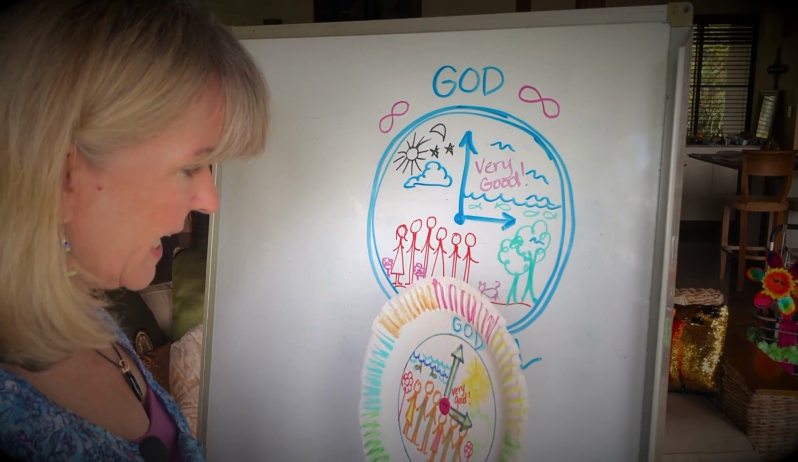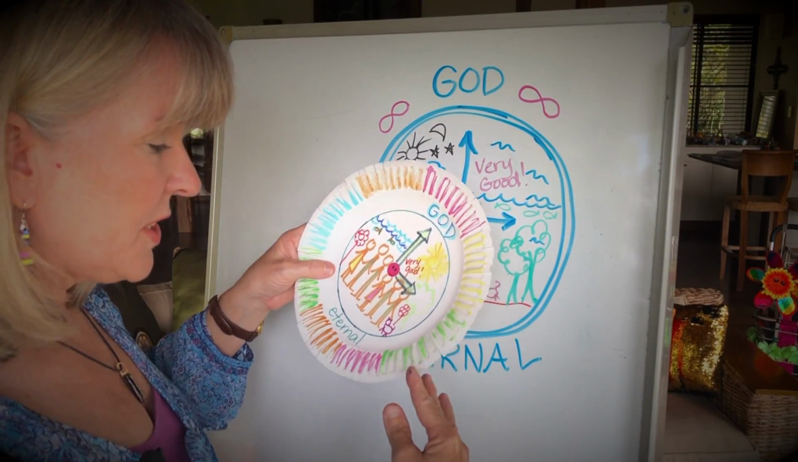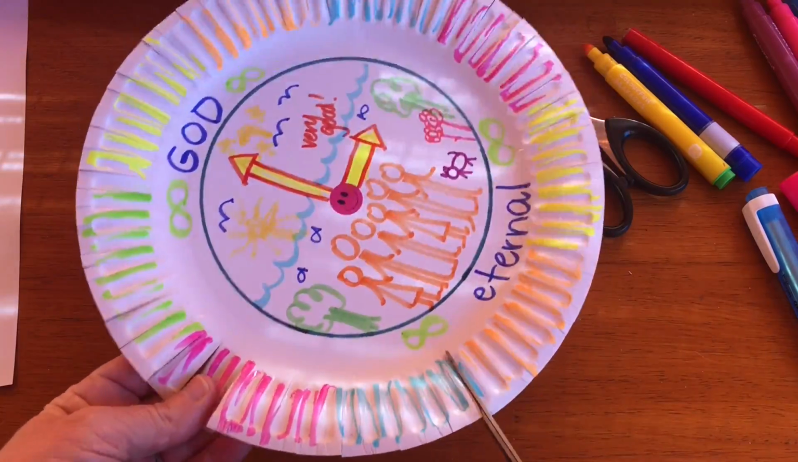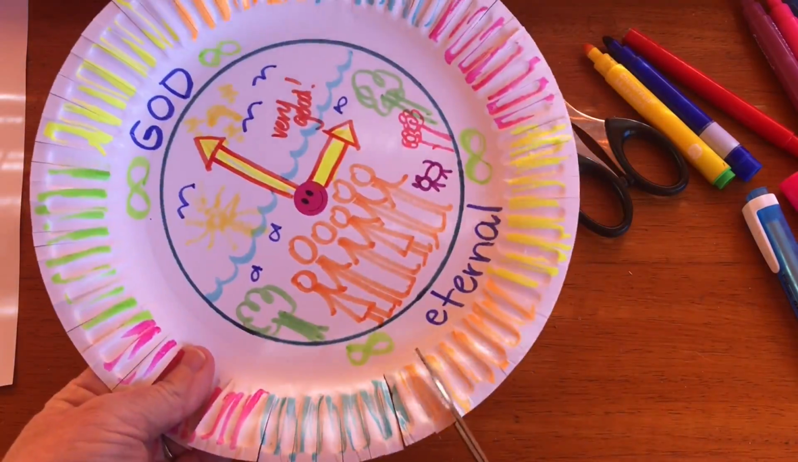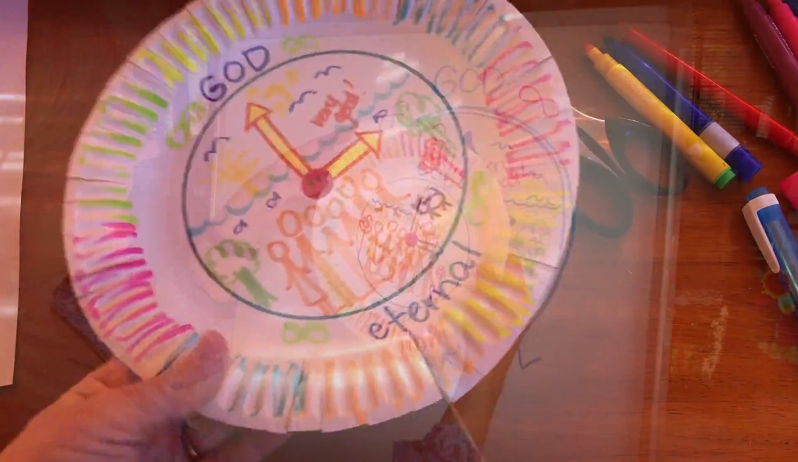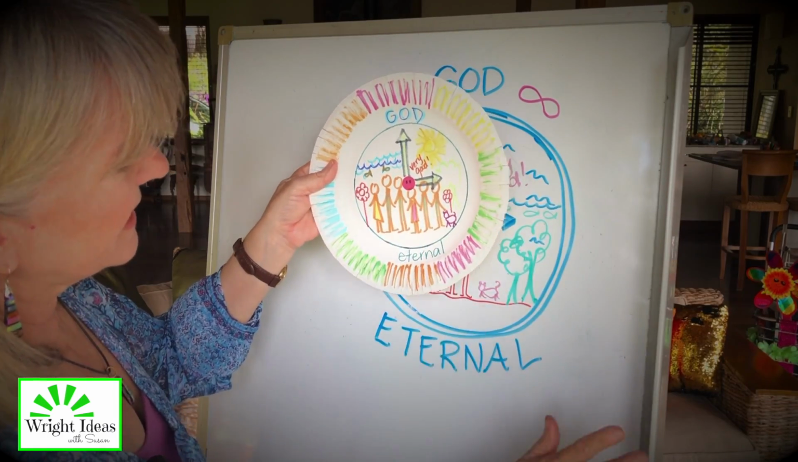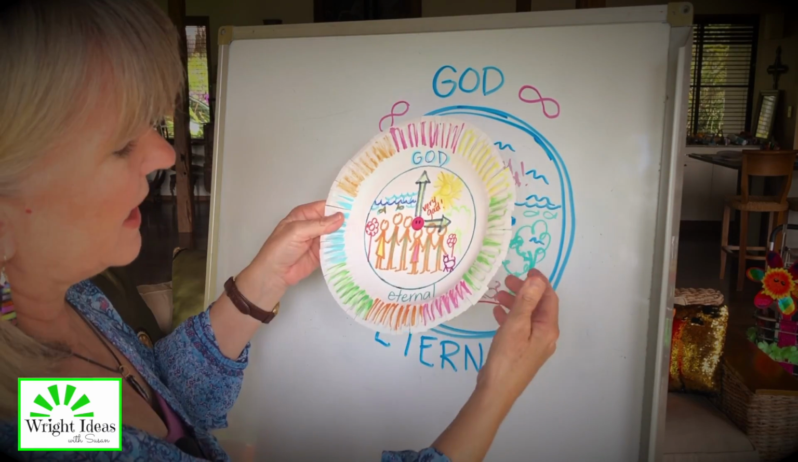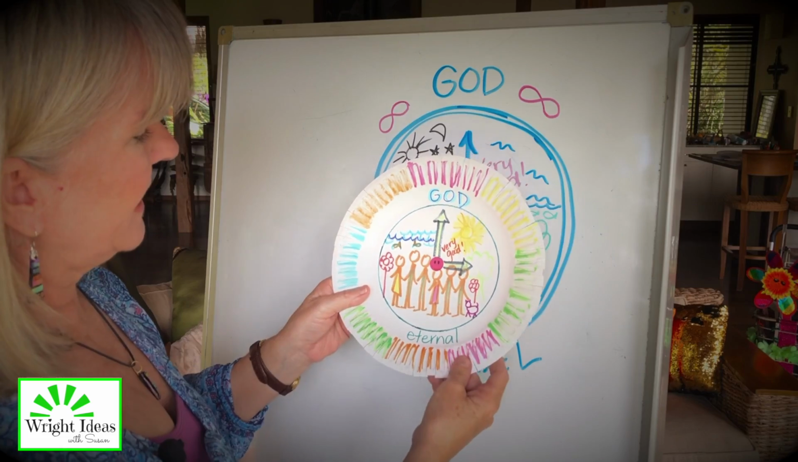Because this plate has a boundary, I want you to cut along the plate, because God has no boundaries, He has no limits, He's always existed, and so that's why I'd like you to cut the edges of your plate.